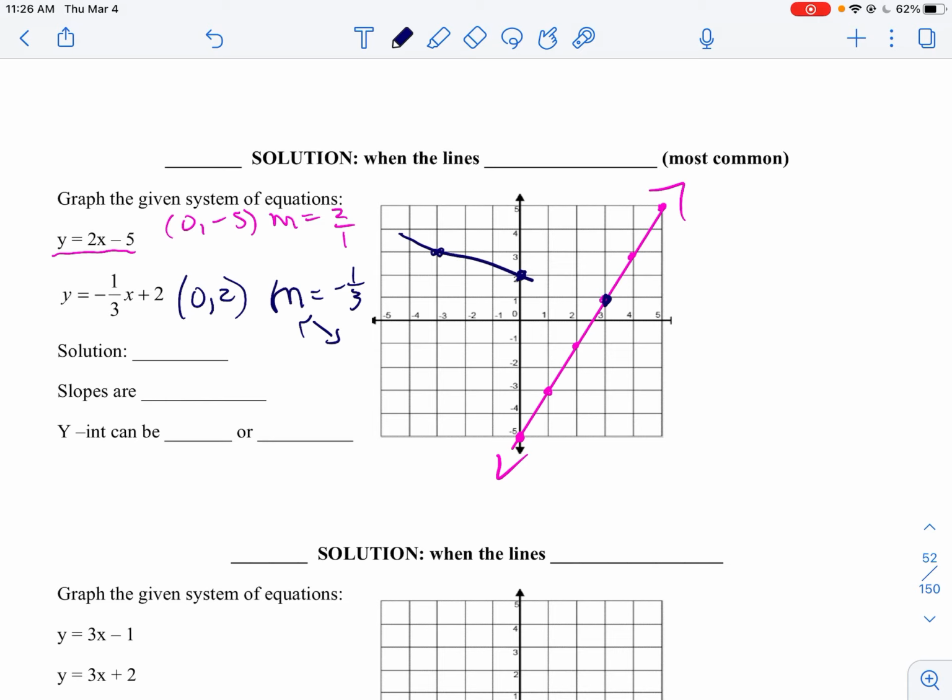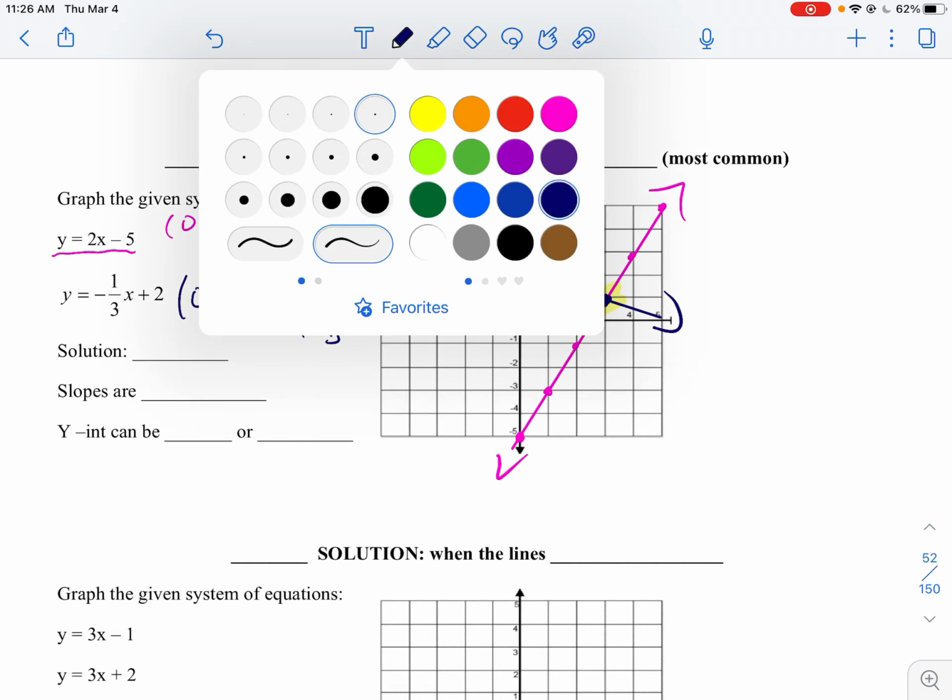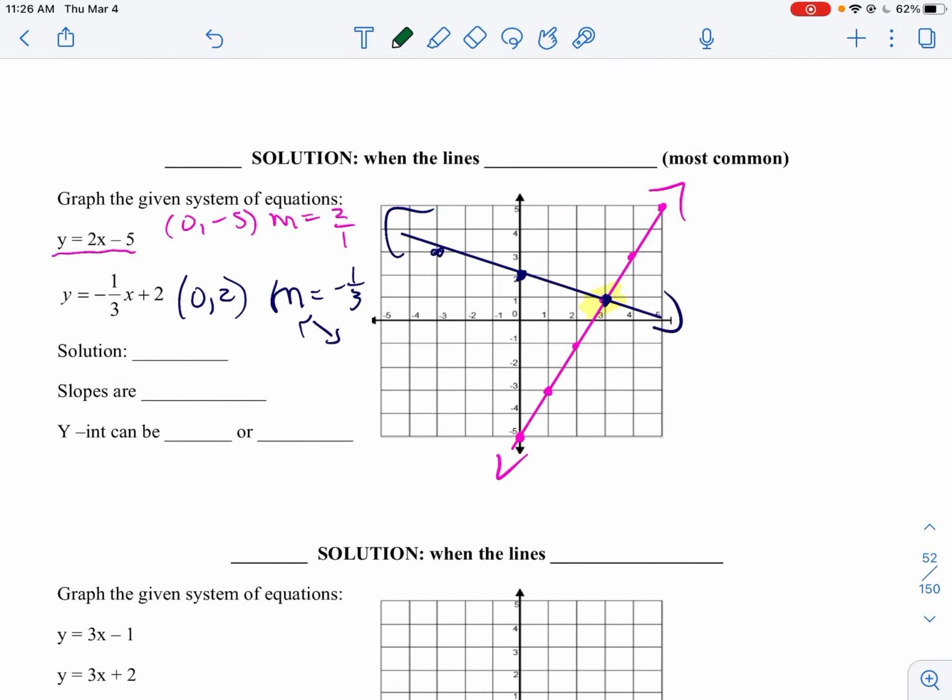So if I have this, now the solution is where they run into each other. So the point where they run into each other is right there. So the solution to this is going to be the point 3, 1.